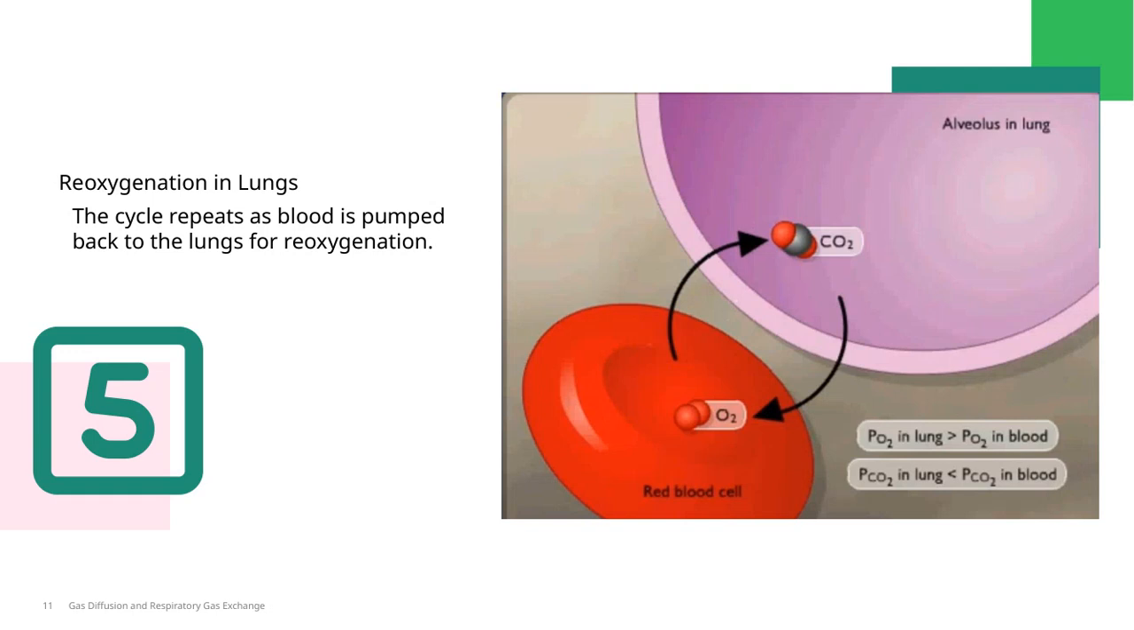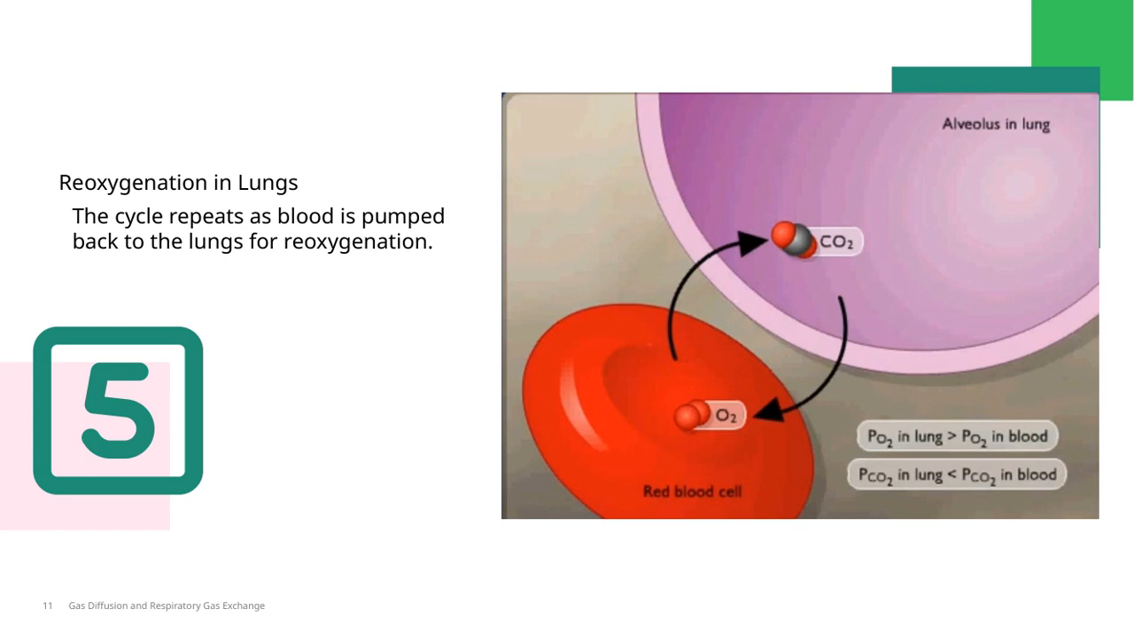Let's talk about reoxygenation in the lungs. After the blood has delivered oxygen to the tissues, it needs to be reloaded with oxygen so it can continue to support the body's needs. This process begins as the blood is pumped back to the lungs through the pulmonary arteries. Once in the lungs, the cycle repeats.